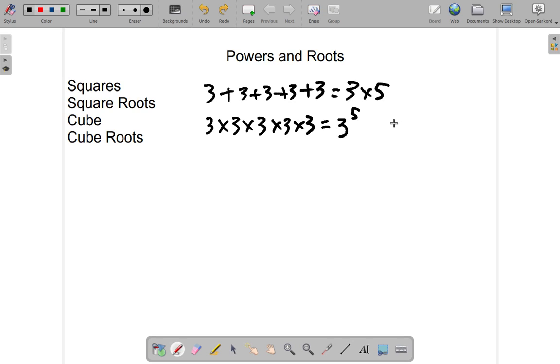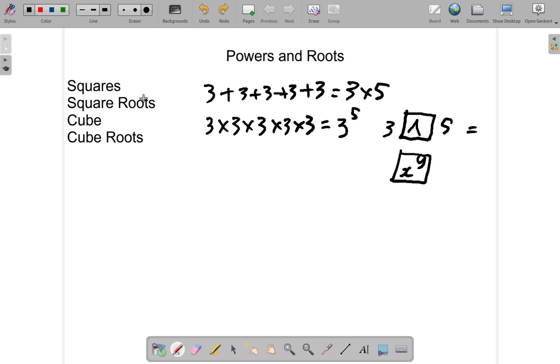And the way you do this on the calculator is press the button 3. On some calculators there's a button looking like that, and then 5, equals. On other calculators you will see this, x to the power of y.